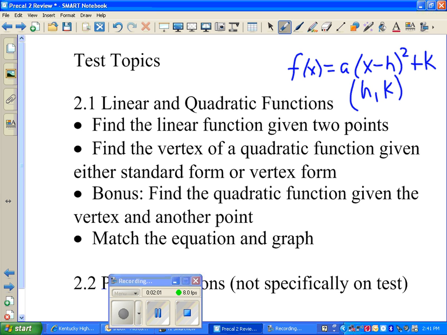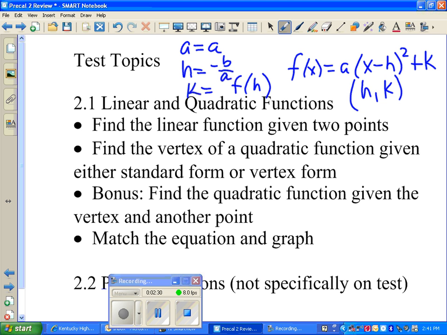Now, if you were given a quadratic in standard form, ax squared plus bx plus c, this is where you're going to want to use the formulas a equals a, h equals negative b over 2a, and k is when you plug in your value for h in the original function. So you just plug it right back in, see what you get. That becomes your k value, and you can now write it in vertex form.